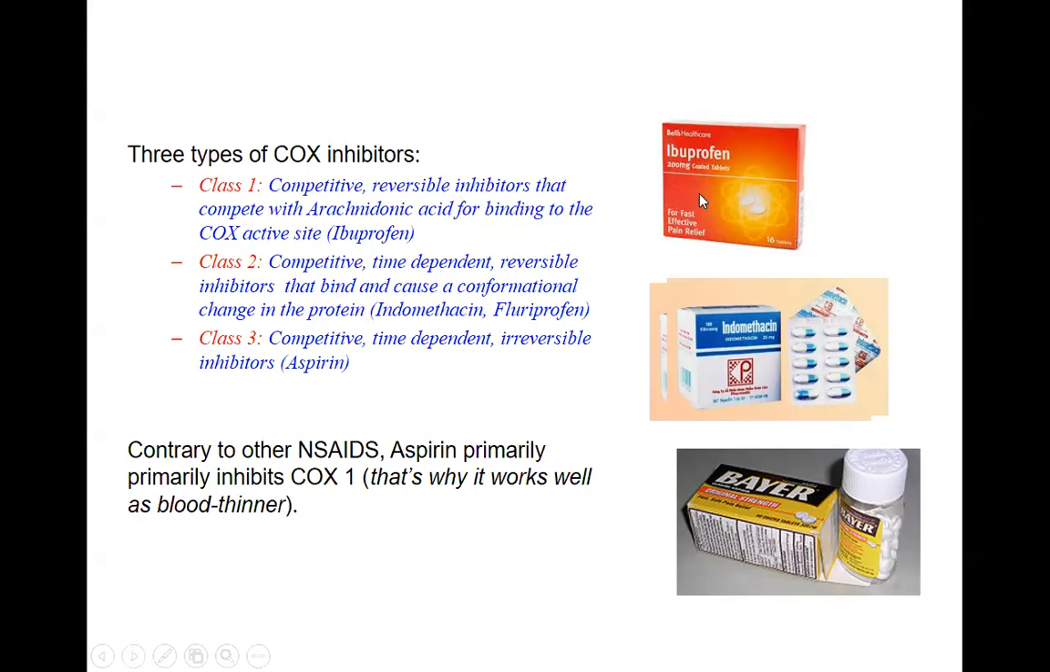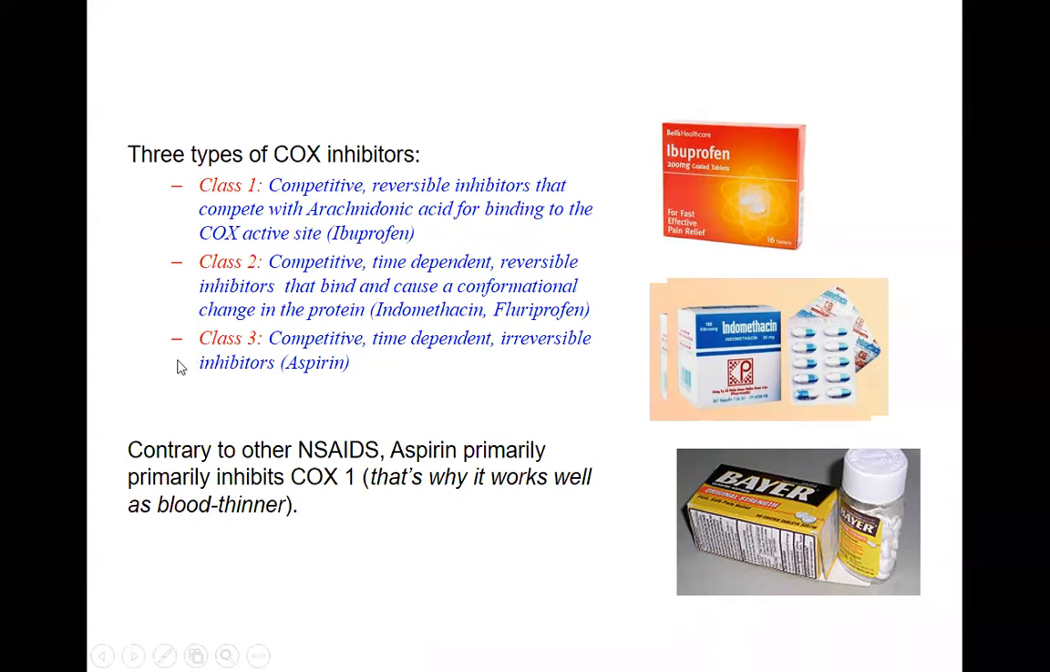NSAIDs have different forms of how they inhibit your COX proteins. So this is aspirin and ibuprofen, and they work slightly differently. Ibuprofen binds to the active site of COX, but it can go out again. So it's a reversible inhibitor that can go in and out of a protein, and reversible is usually non-covalent. It competes for the substrates on the active site, but it can stop inhibition at any time.